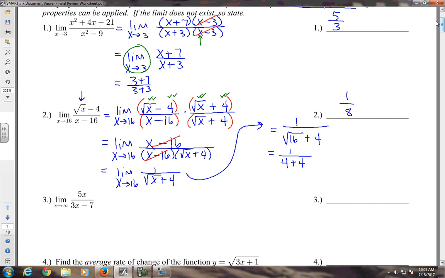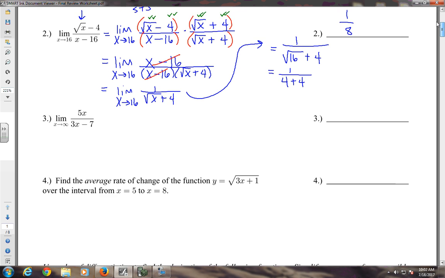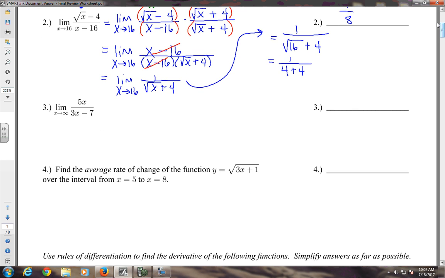So remember, if you run into that impasse where you have a 0 in the denominator, try those algebraic techniques. Factor and cancel, or if a radical is present, rationalize either the numerator or the denominator, wherever your radical happens to be.